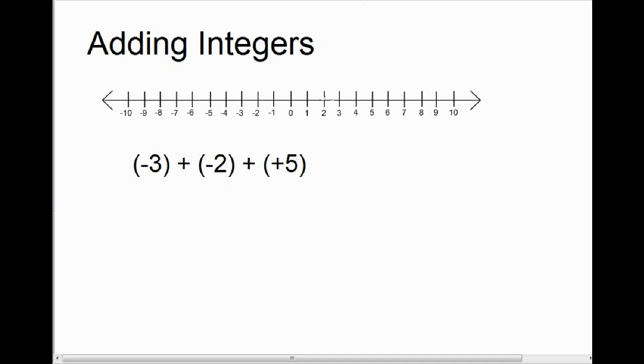So here's an example where we're actually adding 3 integers. Just as with the previous examples, we're always going to start at the first number. So we're going to start at negative 3. We're then told to add negative 2, which means we need to move to the left 2 places. So negative 3 plus negative 2 is negative 5. But now we need to add positive 5. So from there, we're going to move to the right 5 places. When we're adding a negative, we move to the left. When we're adding a positive, we move to the right. And if we move to the right 5 places from negative 5, we end up at 0.